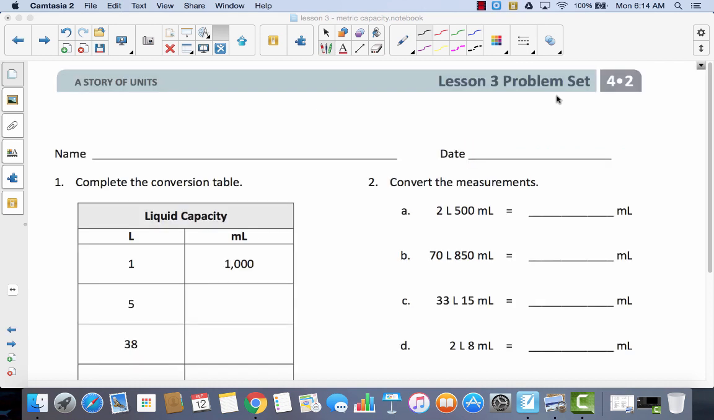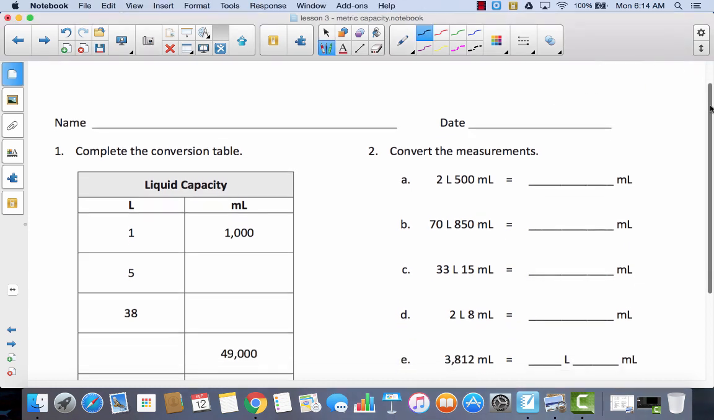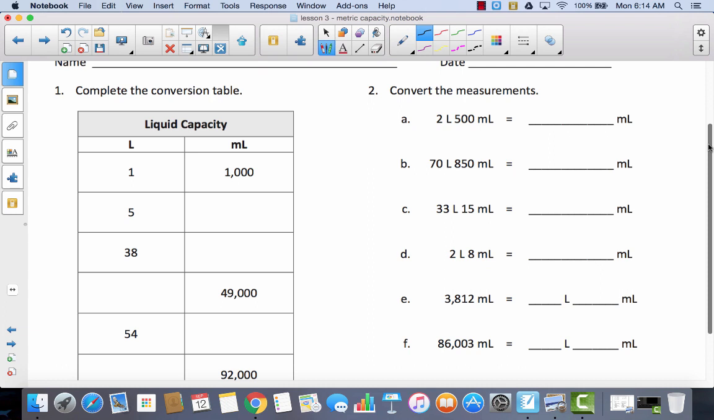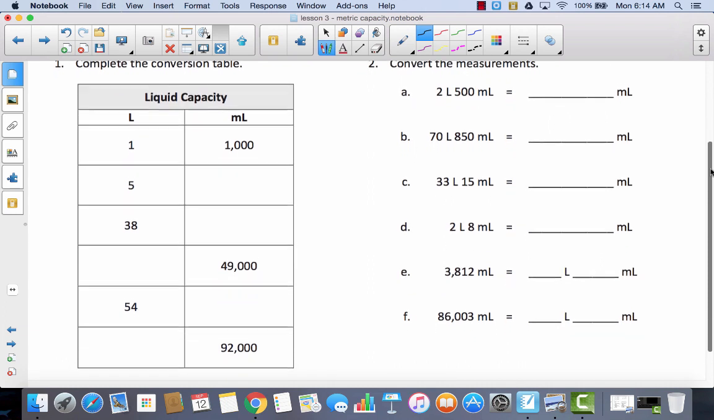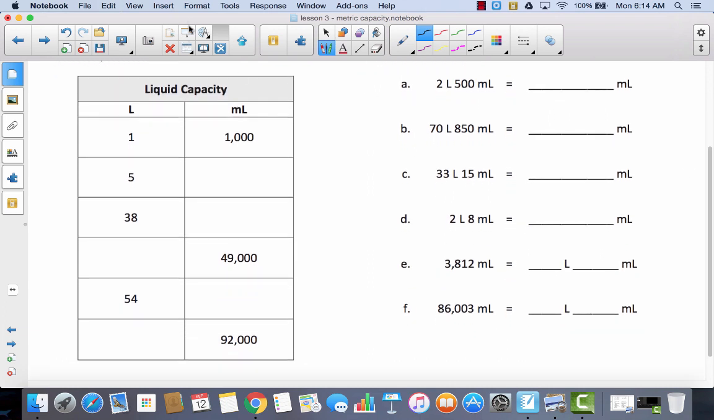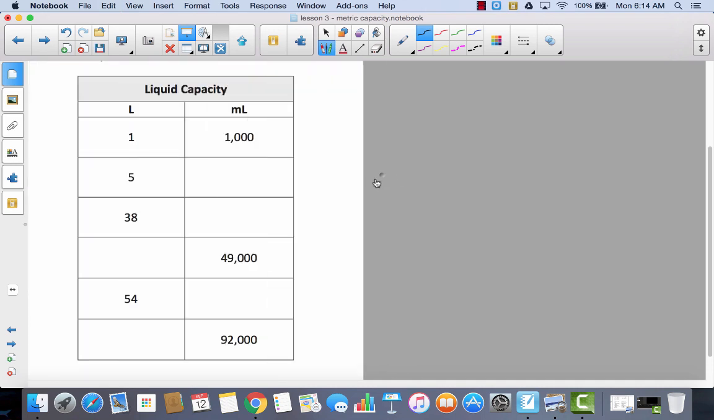I want you to go ahead and write your name at the top. And then the first thing we're going to do is we're going to take a look at this conversion table. I'd like for you to go ahead and try to do this conversion table by yourself. This is pretty similar to what you've been doing in lesson 1 and in lesson 2.